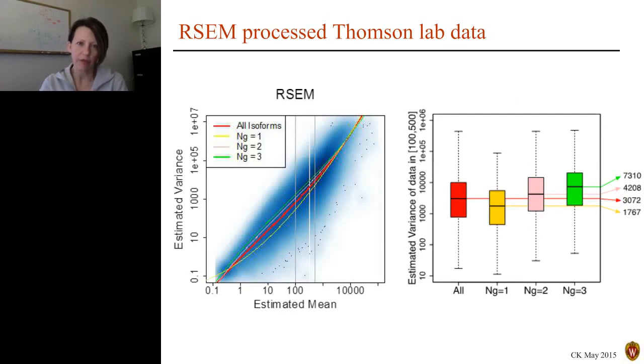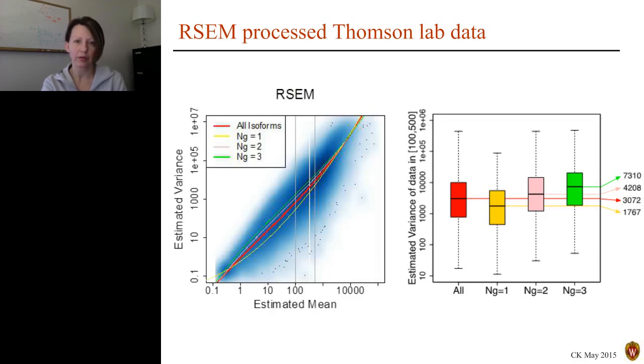I just showed you that for one data set, and I'm showing this again: how big of a problem is this really going to be in terms of downstream analysis? We looked at that before we decided that we needed to develop a new method. So here I'm showing you RSEM processed data from the Thompson lab. RSEM is one method that's used to get expression estimates.